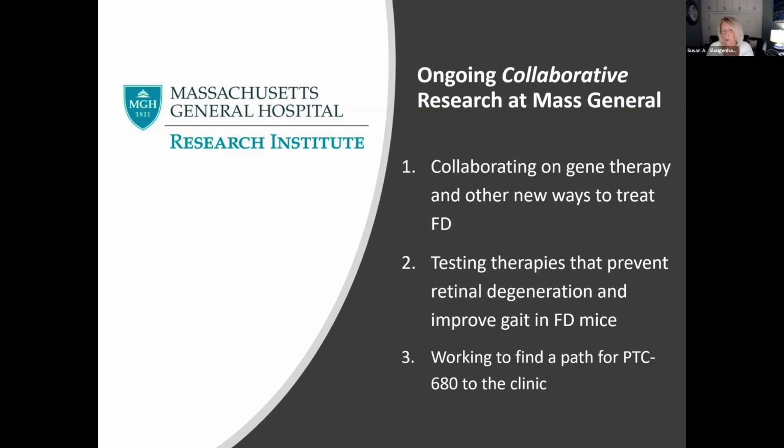And as I mentioned, we're working to find funding to do the testing necessary to get PTC 680 to the clinic. So thank you. And I'm really pleased to be here with you, and just know that we're continuing to work as hard as we can to move these therapies forward.